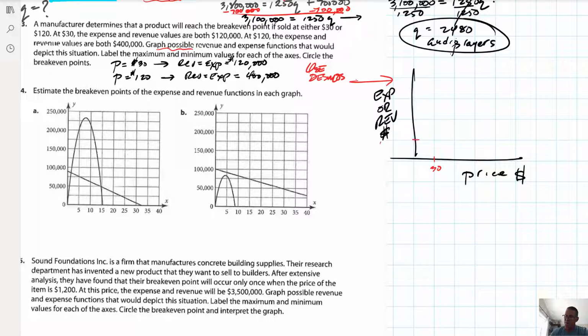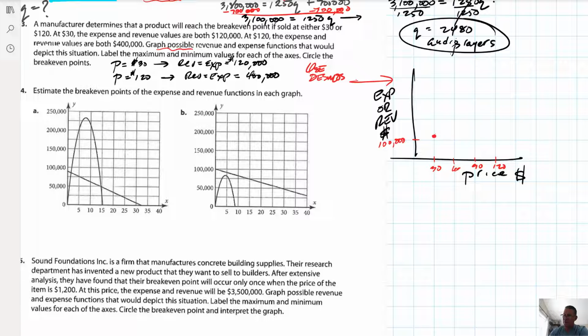Let's say this is 100,000. So 120,000 would be a little higher. And then if you go to the right, 120,000. Okay, so 30, 60, 90. Look at our label. Okay, 120. And then you go up 400,000.